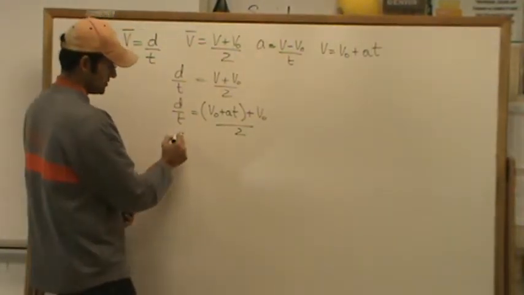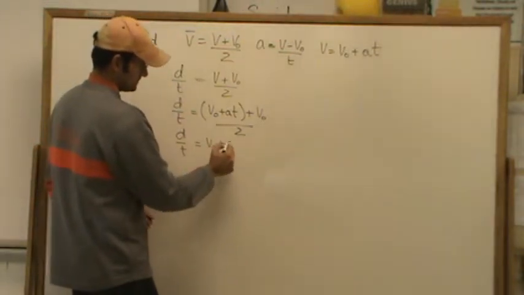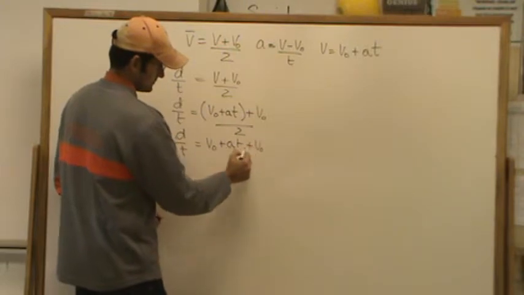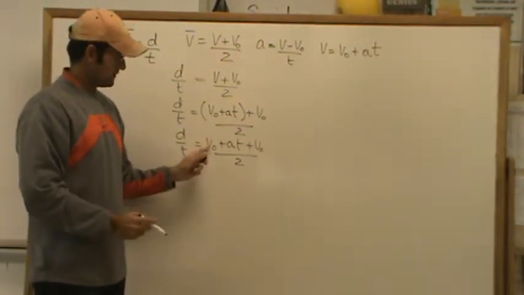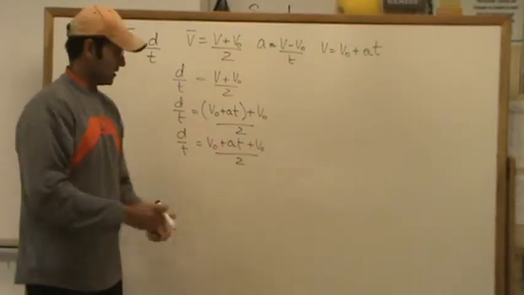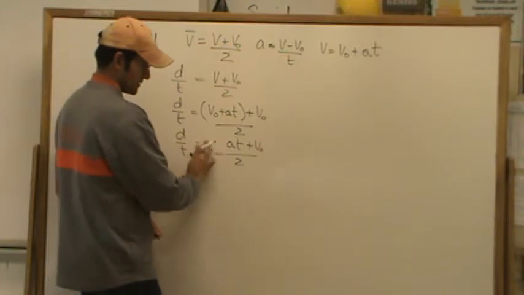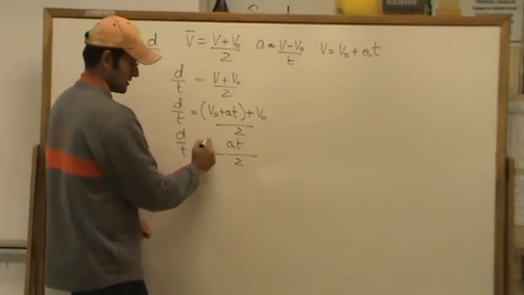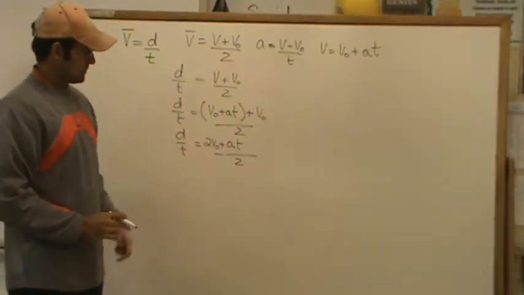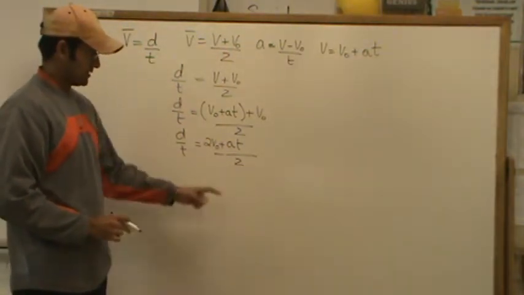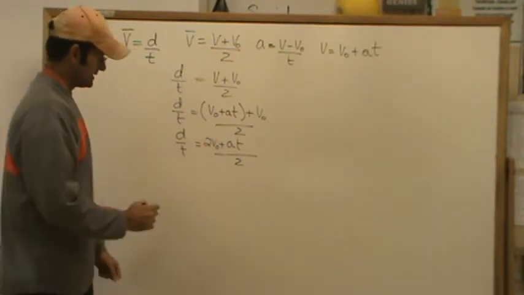You can simplify this, so d over t. I'm going to bring out the v naught. So you have v naught plus at plus v naught. So the v naught plus v naught becomes 2 v naught. So you can, in the next step, show it, or you can show it right here. Instead of just writing them twice, you can just write 2 v naught. Okay? And now, if you want to simplify this further, you can relate the 2 to the 2 v naught and the at.